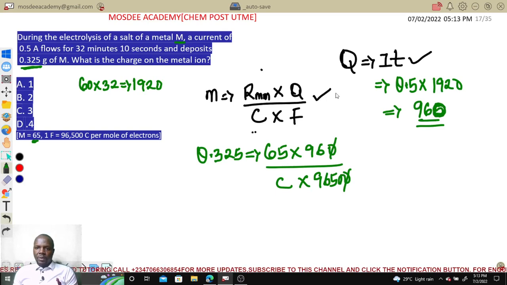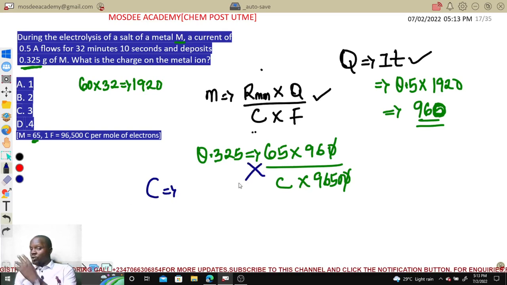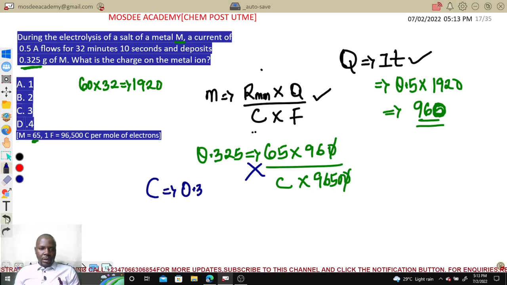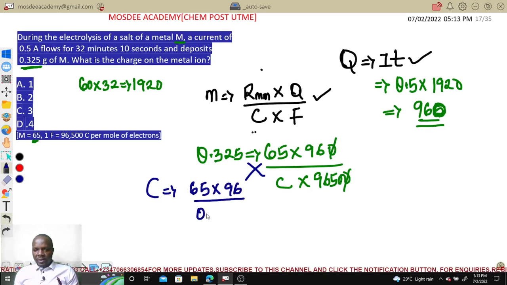So maybe I made a mistake in conversion. 32 times 60 is 1920. I'm thinking this should cancel this and this will go, but it's not going like that. So here I can say the answer directly can be given as C, when I cross multiply, is equal to 65 times 96 divided by 0.325 times 965. So I will have an approximate answer.